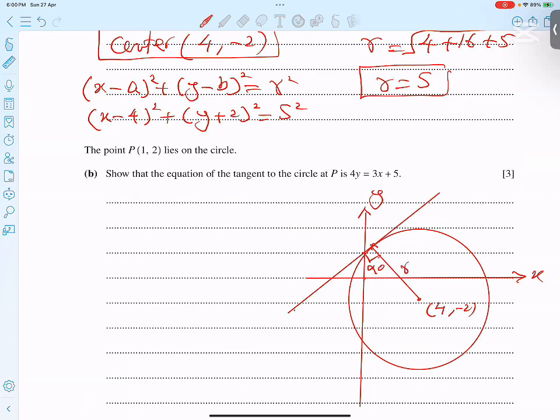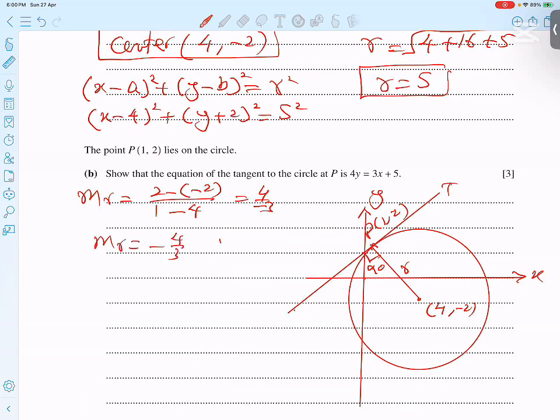And there's a radius. Okay. And the coordinates of this point are 1, 2. x is 1, y is 2. What is the question asking about the tangent? First of all, the gradient of the radius: y2 minus y1 over x2 minus x1. So I got the gradient of this one as negative 4 over 3. So negative 4 over 3 is the gradient of the radius. But I'm looking for the tangent. What's the tangent? Negative reciprocal. So 3 over 4.